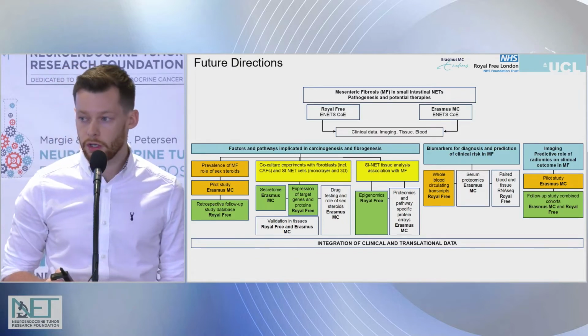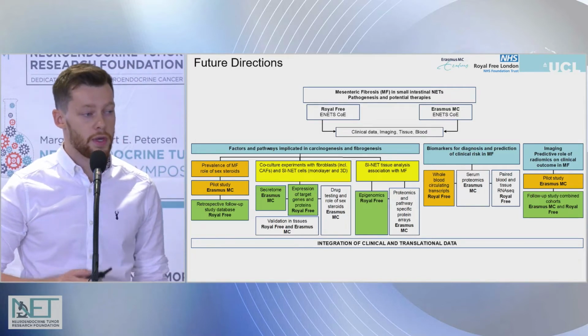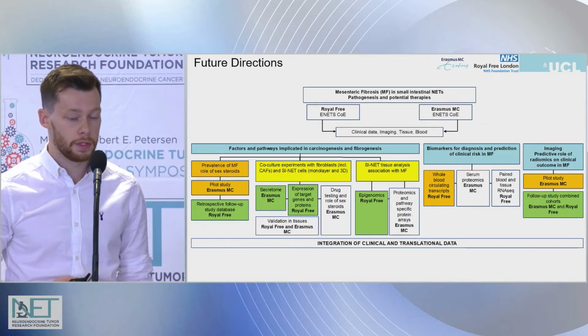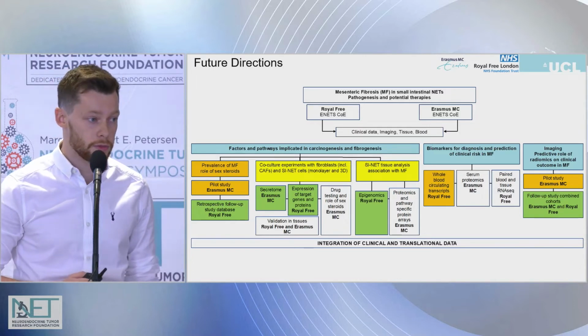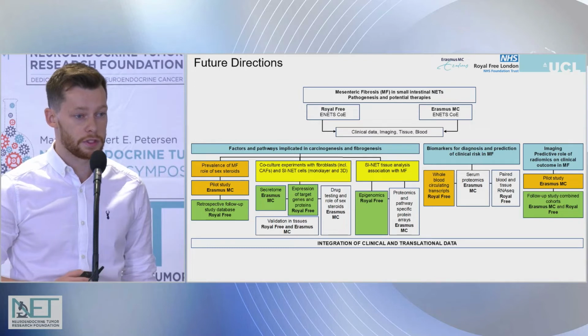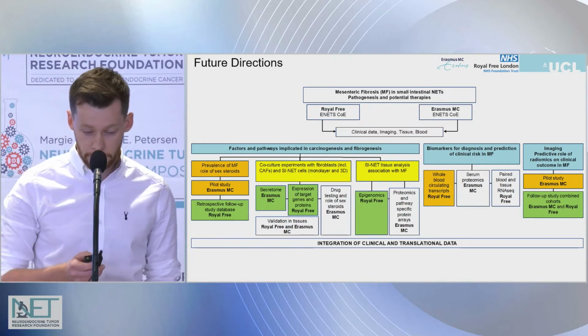And we'd just like to highlight at this point that we're focused on working really well as a collaboration together to enhance the data we receive from each group, and that's achieved by employing uniform protocols where possible, such as the isolation of the primary CAFs, and also the sharing of patient tissue samples between the two centres.